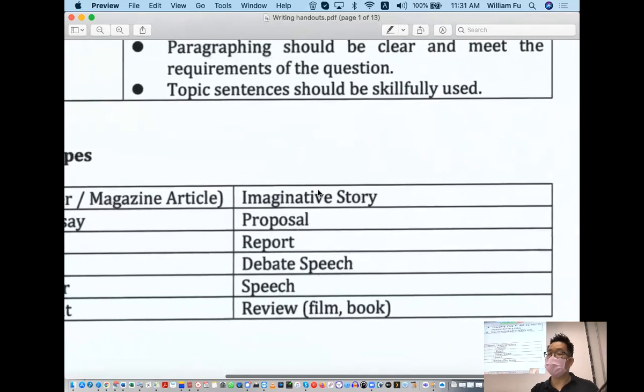Now, story. For some of you, I think it's good for you to write a story. Just like Cecilia, her mom showed me one of her new writings, really good, in the UK. And then she got really high marks for that. Proposal, report, debate speech.